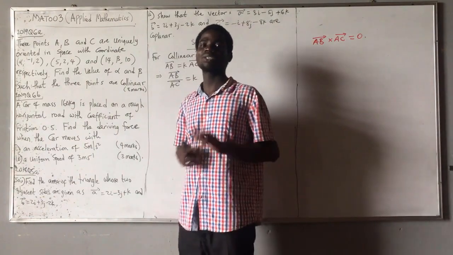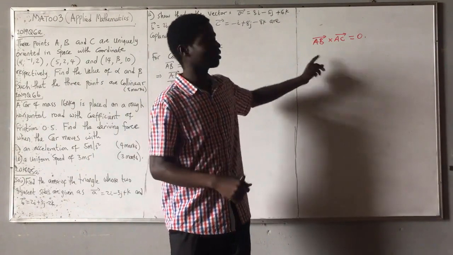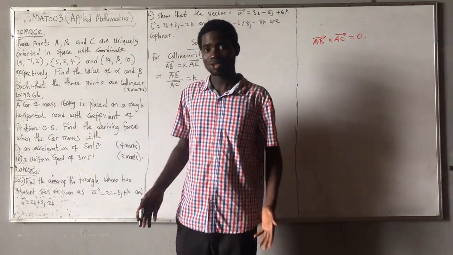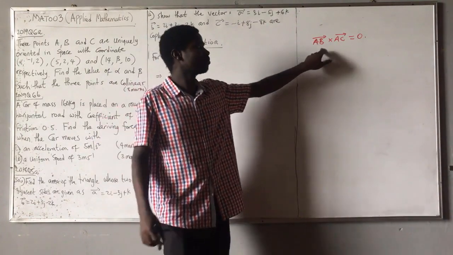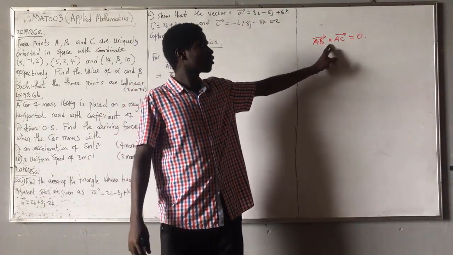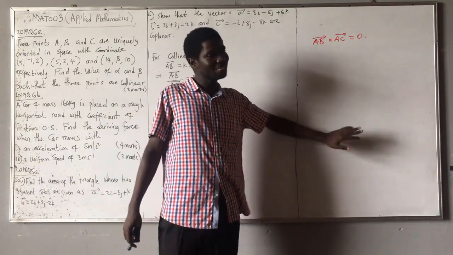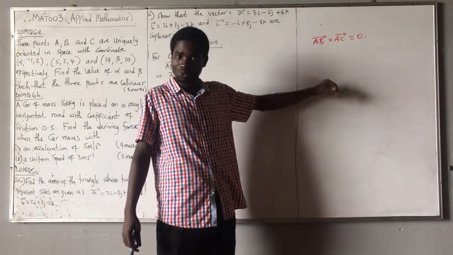Now, there are two ways we define collinearity. Number one is that for these three points A, B, C to be collinear, the vector AB cross vector AC must be 0. You can use this method and solve, and you will get alpha and beta.